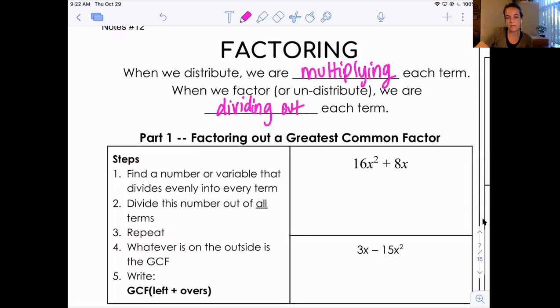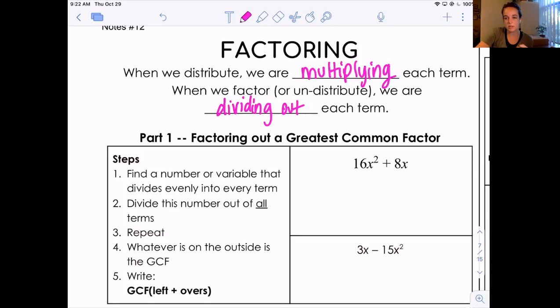As we are looking to factor things out here, we're going to start with our first method, which is factoring out a common factor.